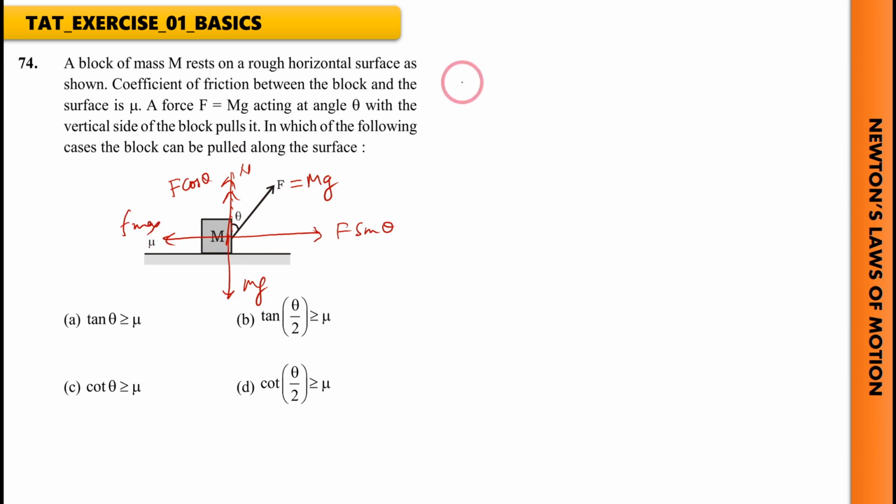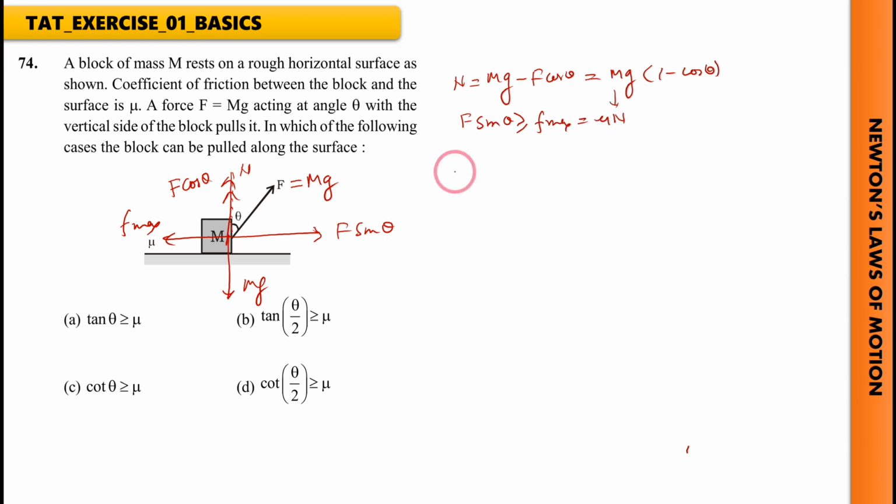Right. So from the y axis you will get N. How much is this N? mg minus F cos theta, and since F is also given as mg, you can take it common. So 1 minus cos theta. This is your N. Come on the x-axis. To move, F sin theta must be greater than or equal to f max. f max is mu N, and N you put from here.